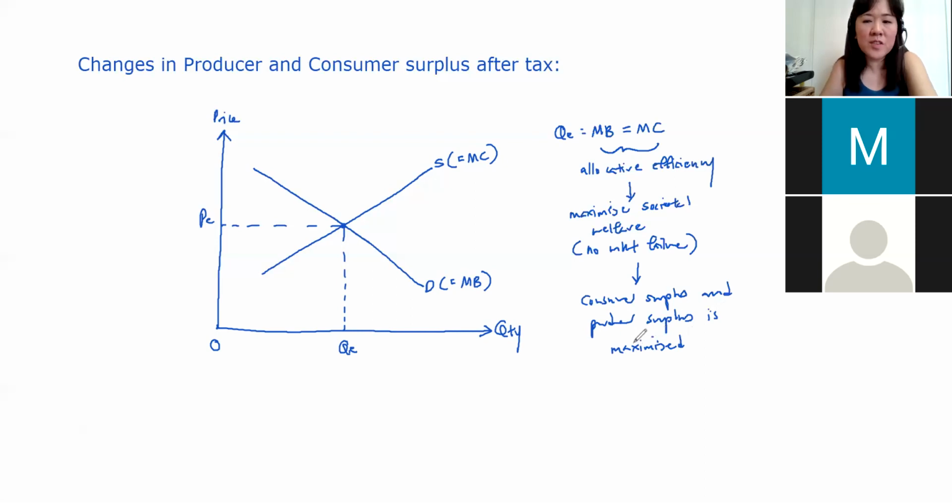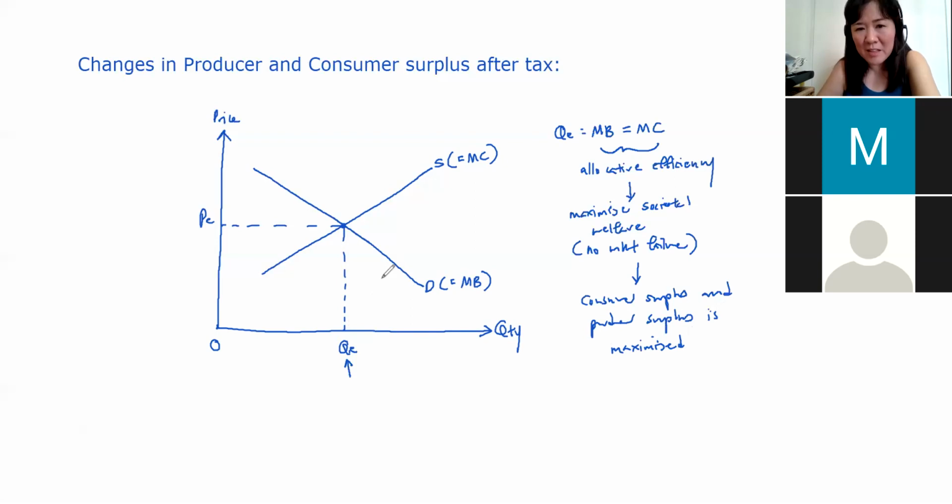Okay, consumer and producer surplus is maximized. Let me show you the consumer and producer surplus area graphically. Based on this quantity, QE, when left to the free market, with QE transacted, what is the consumer surplus? And of course, what is consumer surplus?